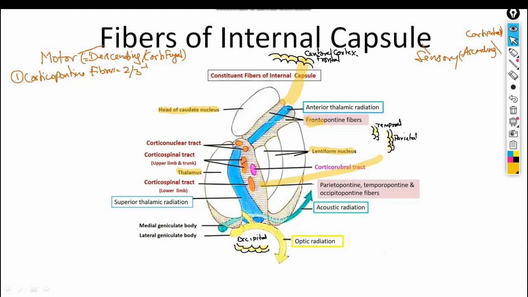with the cortex of the parietal lobe, whereas temporopontine fibers make a connection with the temporal lobe, and this one will make a connection with the occipital lobe. This is an occipitopontine fiber. So the maximum bulk is of corticopontine fibers.